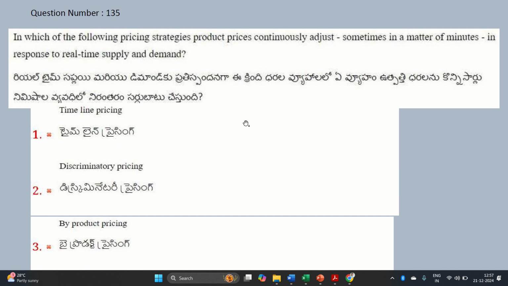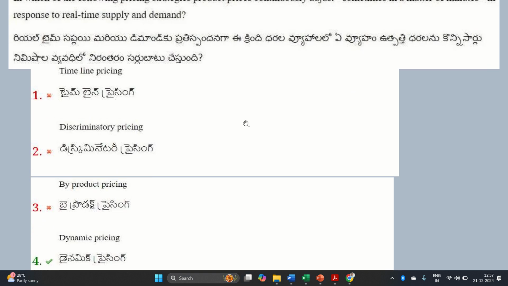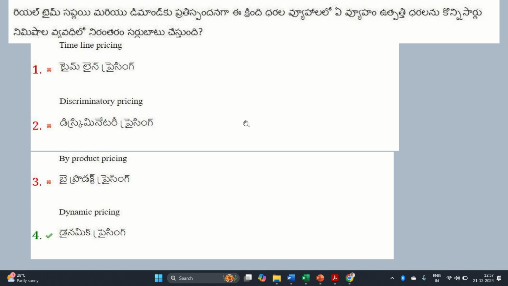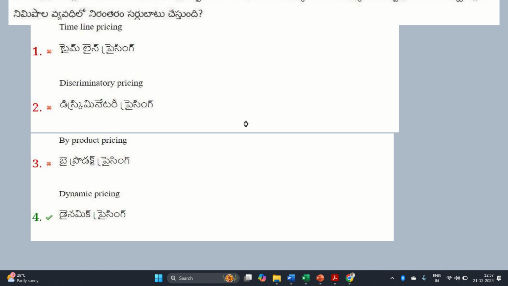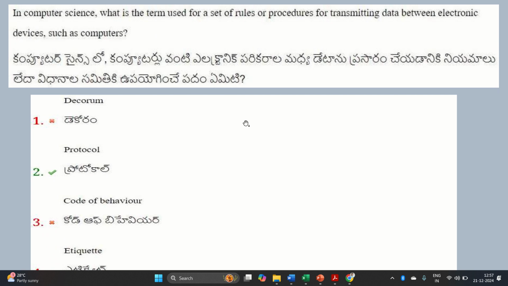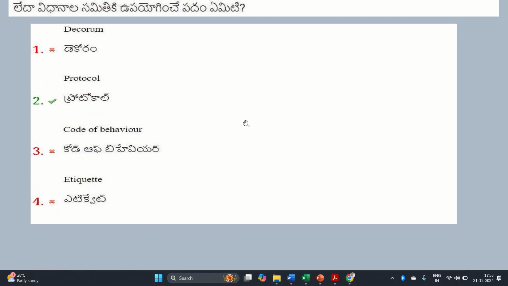In which of the following pricing strategies do product prices continuously adjust, sometimes in a matter of minutes? It's called dynamic pricing. Dynamic pricing is right now used for booking of tickets for premium Tatkal. In computer science, what is the term for a set of rules or procedures for transmitting data between electronic devices such as computers? It is called the protocol.